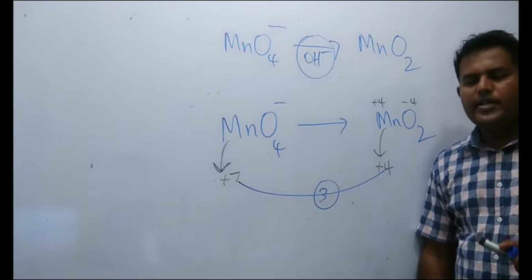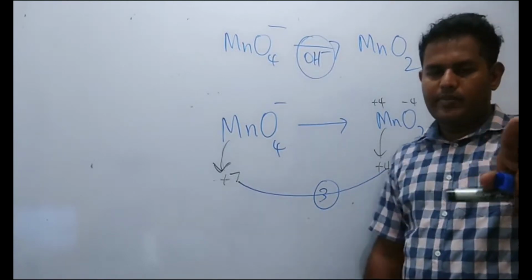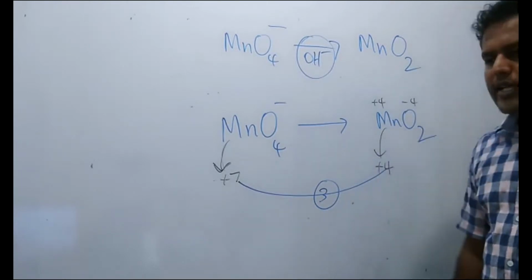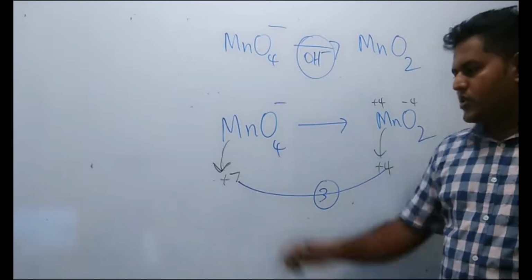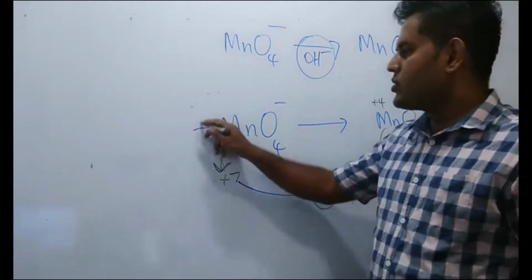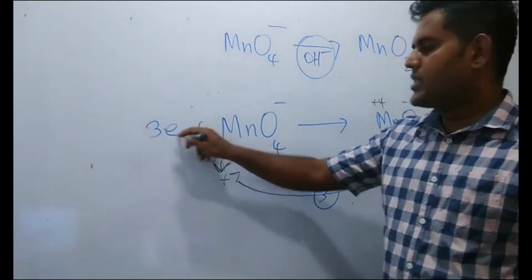Okay? Now, let's balance the basic medium. Add the electrons. What are the electrons added to? To the side with the highest oxidation number. So we have 7. We should add 3 electrons to here. Now what is the next line?